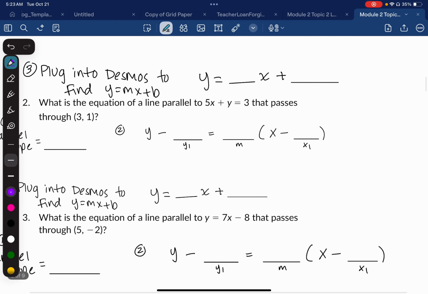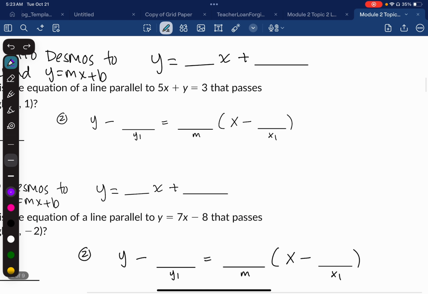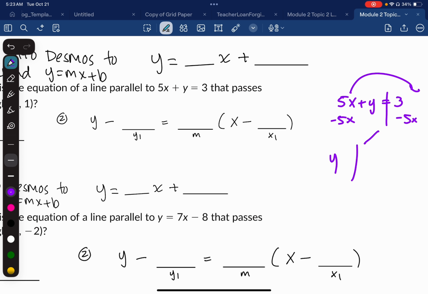Plug in your point. This right here, what is the equation of the line that is parallel to this here and passes through this? Well, this looks a little different, right? This is not in y equals mx plus b form, but we can change that to y equals mx plus b. Super easy. 5x plus y is equal to 3. Remember, if I want y, if I jump my line, I flip my sign. So I need to do minus 5x, minus 5x. I'm going to move this over. So I have y is equal to negative 5x plus 3. And we're done, right? This is in y equals mx plus b form.